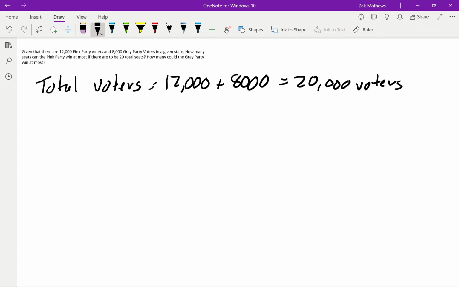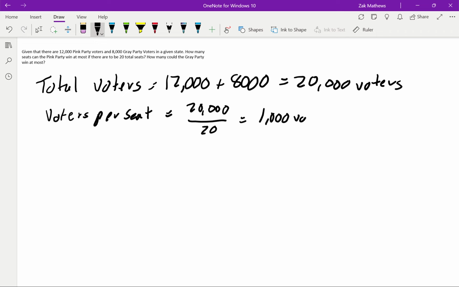Let's think about how many voters are going to be in each seat. Voters per seat. So the way we do this, we're going to take the total number of voters, divide it by the total seats, and we can see that there's going to be 1,000 voters in each seat. Same way I did that first example where I had the 64 total regions, I had 8 seats, I had 8 households per seat. Done the same thing here, just in terms of the algebra.